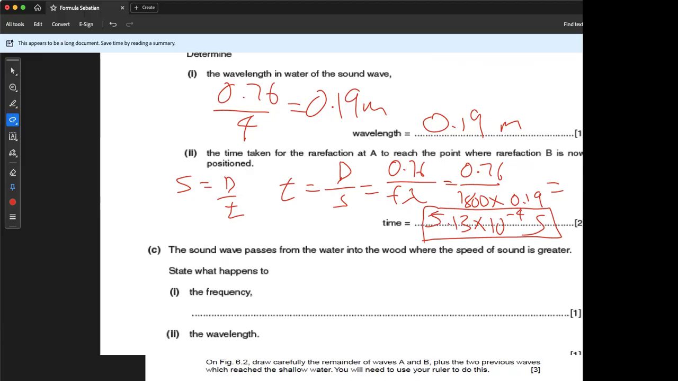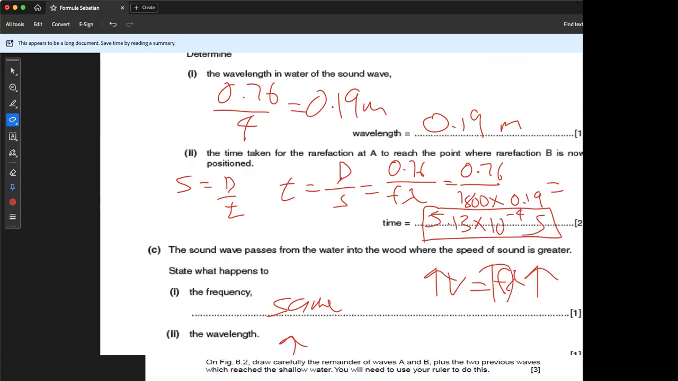Hey, Elizabeth. What's the answer to this one? C1? Good. Sharifa, what happens to the wavelength? Increase or decrease? Good. How do I know that? How do I know it increases? How come it increases? Very good. According to v equals f lambda, once again, if the speed increases, your wavelength is going to increase, provided the frequency remains unchanged.